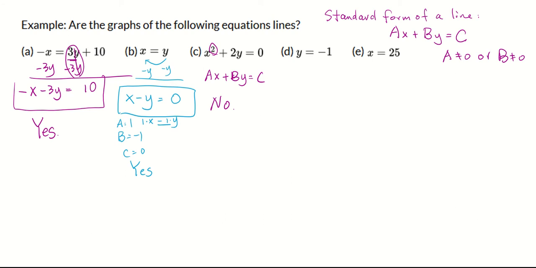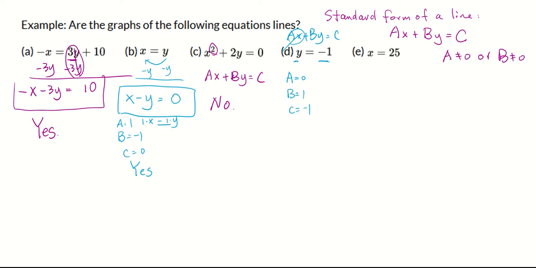Now let's look at d. y equals negative 1. Does this equation represent a line? Well, we have to look at the definition, right? Does this satisfy the standard form of a line? Well, it looks like we're missing the x term, right? We have a y term here, we have a c here, but we're missing the x term. But wait a minute, we can call a equal to 0, right? So if a equals 0, the x term is gone. So in this case, your a is equal to 0, your b is equal to 1, c is negative 1.